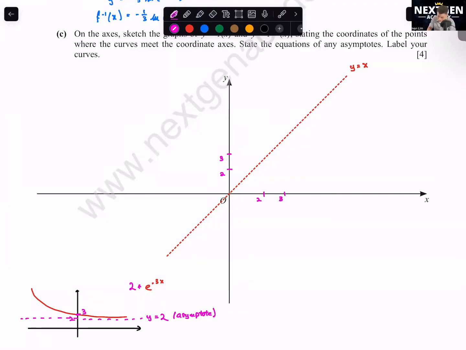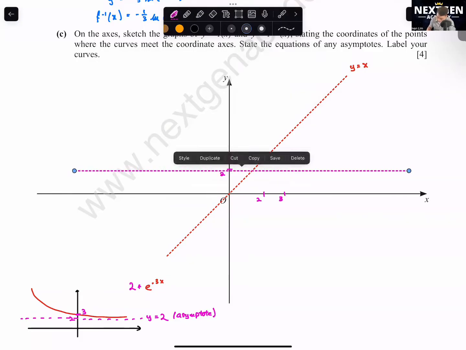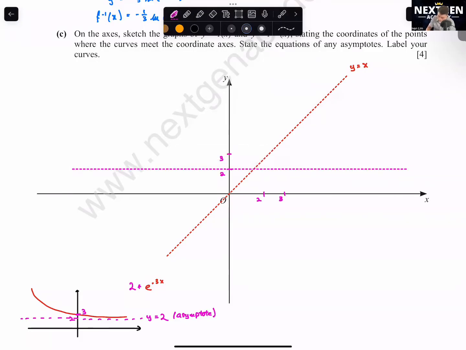Wait, let me draw the asymptote first. Asymptote at y equals 2, and this one later on. You see, I draw not so accurate, so I modify it a little bit, because I don't have a ruler to measure. See, they will intersect all nicely at the y equals x line. So this is my asymptote first: y equals 2, x equals 2.